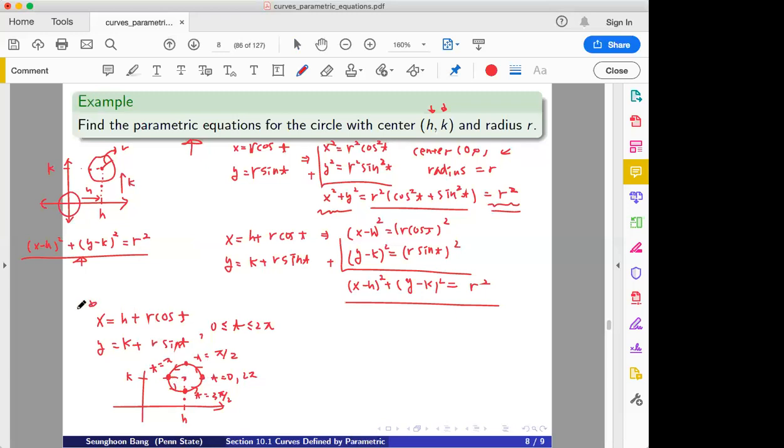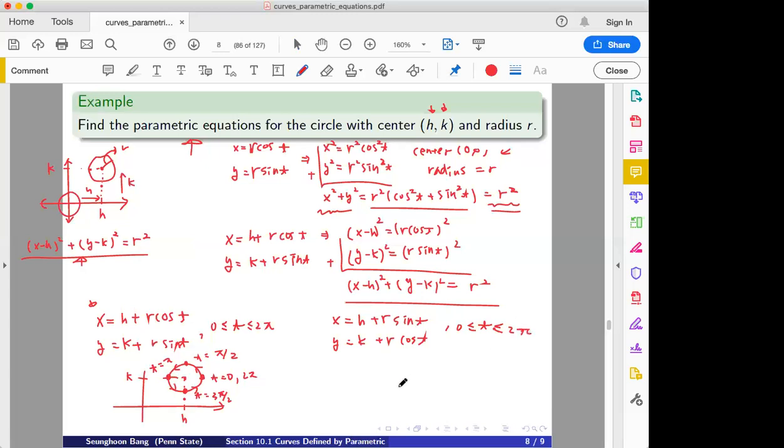This is ideal for finding the parametric equation. So if you want to use another direction, clockwise direction, we have another possibility. How can you do that? x equals h plus r times sine of t. y equals k plus r times cosine of t. You can change it like this. And t is between 0 and 2 pi.